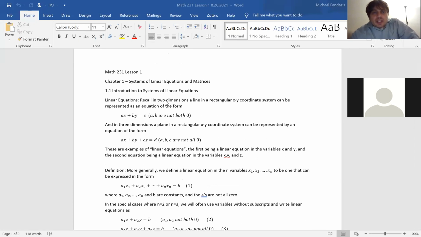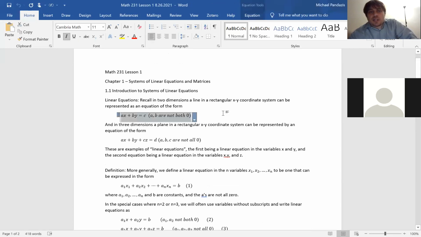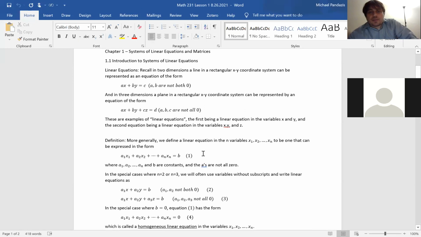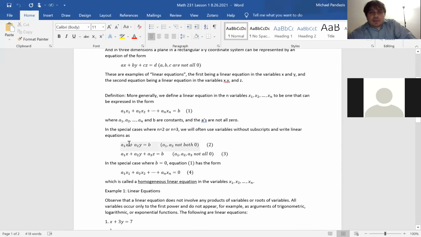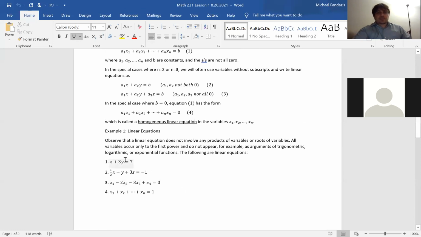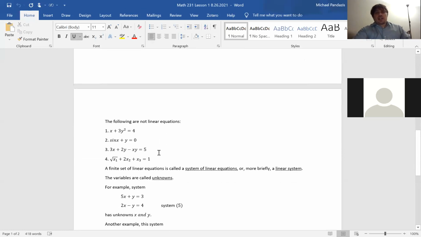We're good. Okay, so in the first class, I introduced systems of linear equations, right? So in 2 dimensions, you have a line that can be expressed as a linear equation of this form. In 3 dimensions, you can express a plane in this form. Okay, right? And so we had a definition of a linear equation, which was here. And we had the notations for linear equations in 2 and 3 variables can be simplified a little bit. Okay, a homogeneous linear equation is when it equals 0. Examples of linear equations, nonlinear equations.